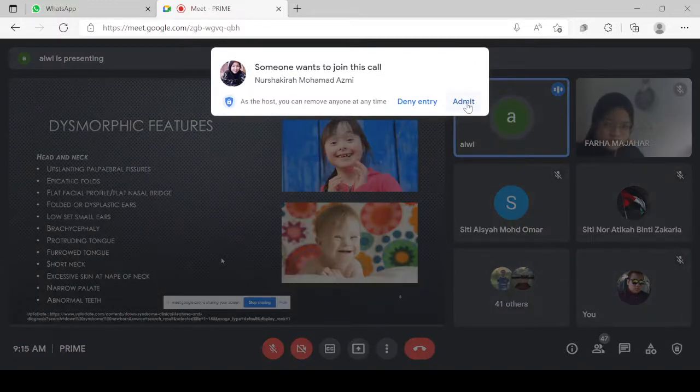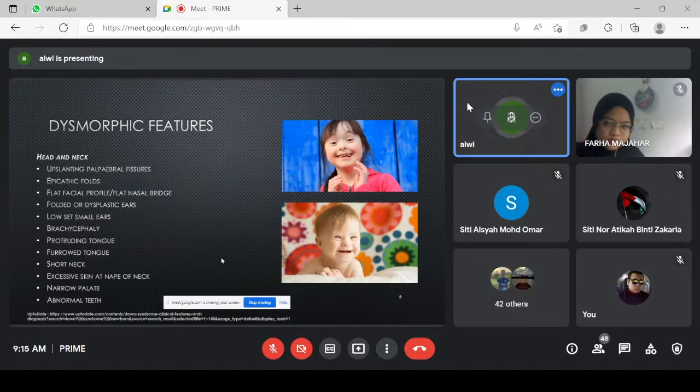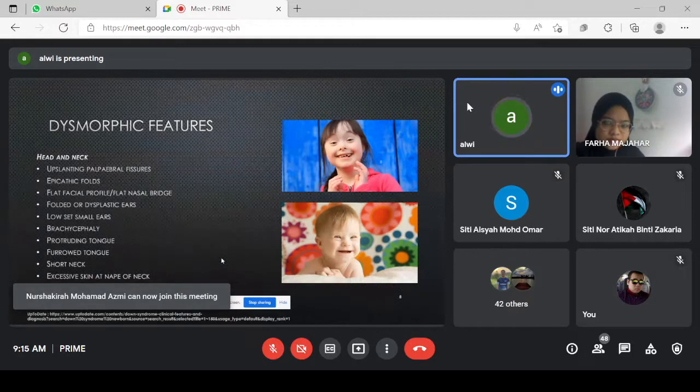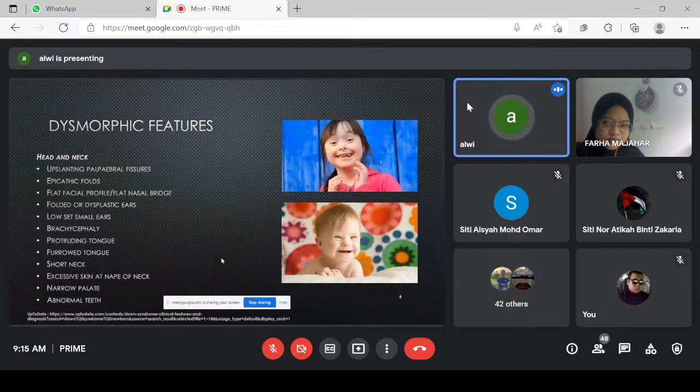But if the gamete receives 2 chromosome 21, and later on during conception, a sperm with a normal 1 chromosome 21 merges, they will get trisomy 21, which is Down syndrome. Okay, but the second one is the translocation.